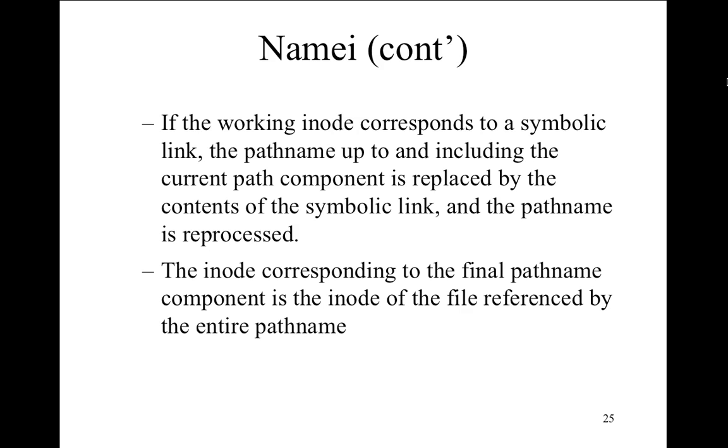So when you make a symbolic link, you're copying a directory link without actually copying the directory. And it's still recognized as a symbolic link, so the inode algorithm is treating it as such and resolving it and then reprocessing once it figures out what the underlying real link location is. So the inode corresponding to the final path name component is referenced by the entire path name.